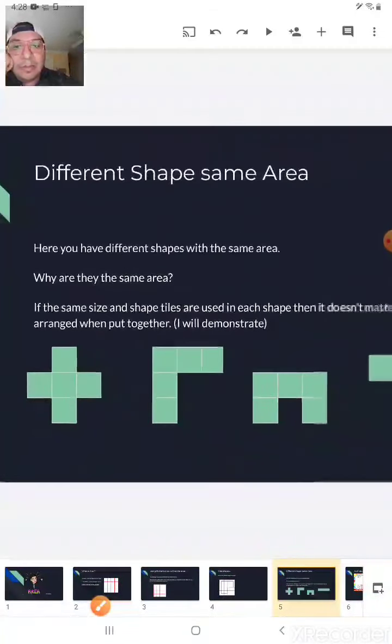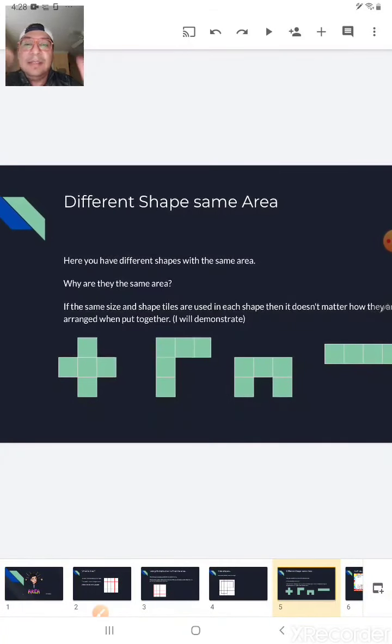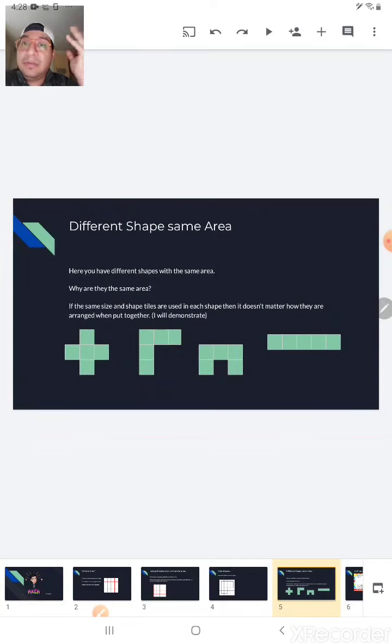Also, I want to talk about how different shapes can have the same area. Sometimes the shapes might look different, but that doesn't necessarily mean that the area is different, right? So here are some of the different shapes that I have, and they're different with the same area. Why are they the same area? Well, if the same size and shape tiles are used in each shape, then it doesn't matter how they are arranged when put together.